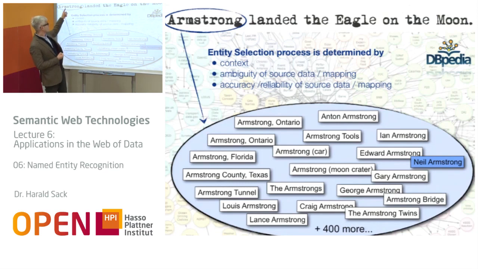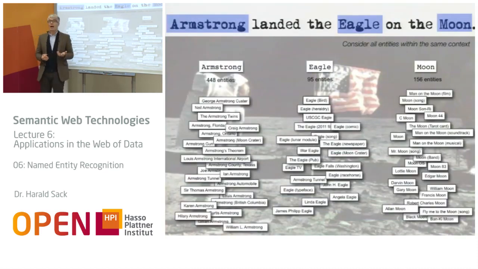And you do this not only for the Armstrong, you do this also for the other nouns in the sentence, for the eagle and for the moon. And in the end, you will see you end up here with 448 entities for Armstrong, almost 100 entities for the eagle, and more than 100 entities for the moon. And now you have to check each possible combination, which one is the one that is most likely the right one to match here. So you see, now this task is getting a complex task for the machine, because lots of comparisons and lots of computations have to be performed here.